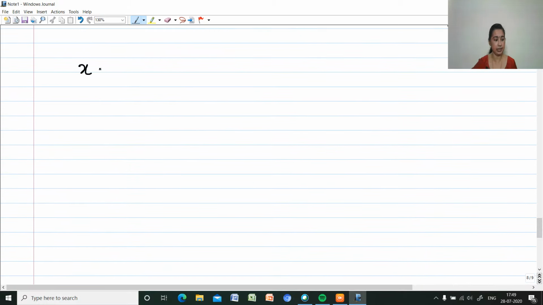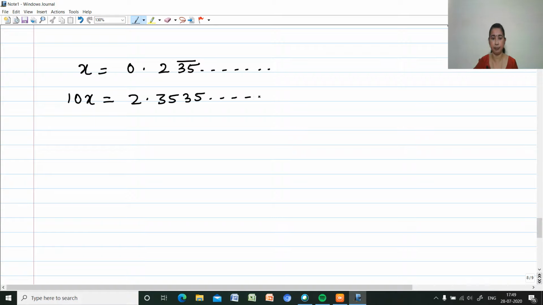Let x is equal to 0.235, where 35 is repeating. That is why the bar is on 35. First, multiply the whole equation by 10, because the 2 is there extra. We multiply the whole equation by 10 and write it as 10x is equal to 2.3535 etc. Now consider this as the first equation.